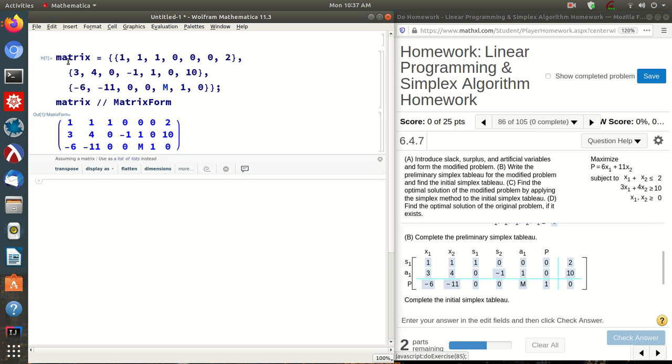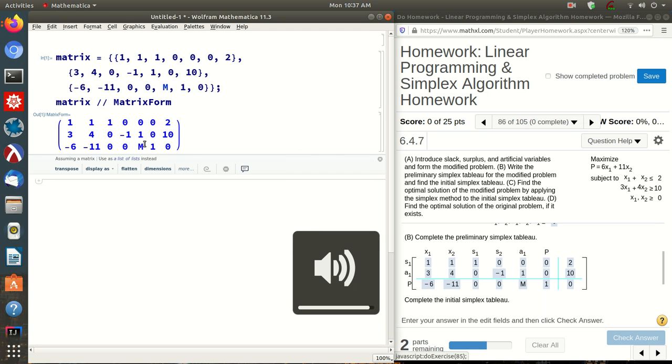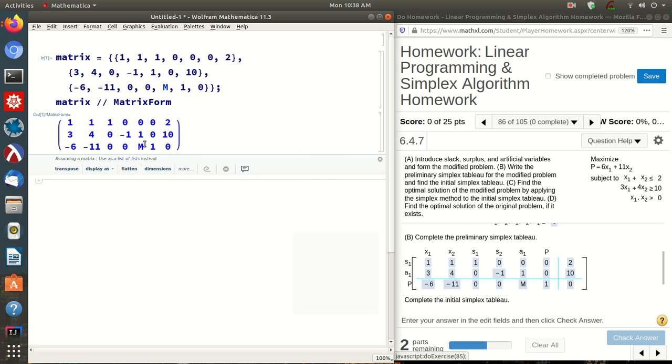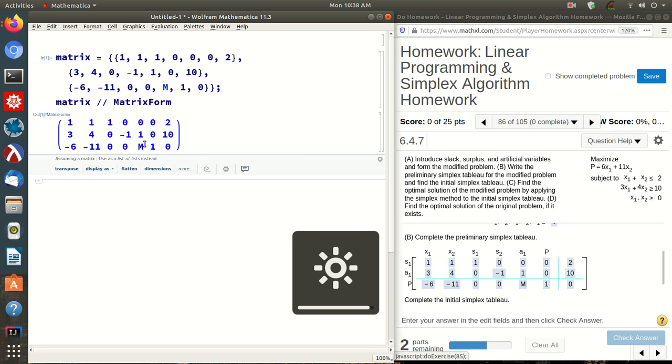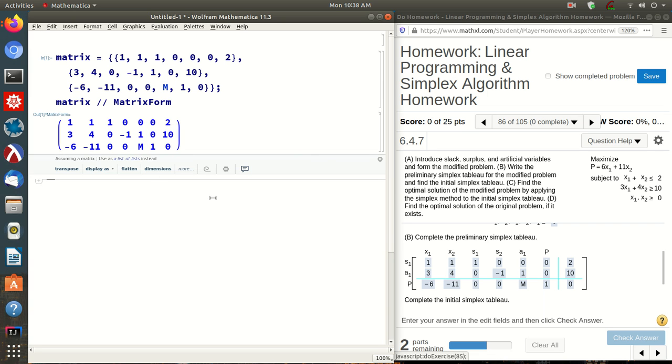Okay, we need to replace this m with a 0. So we're going to modify the third row: row 3 minus m times the second row, because the second row contains that magic 1, right?